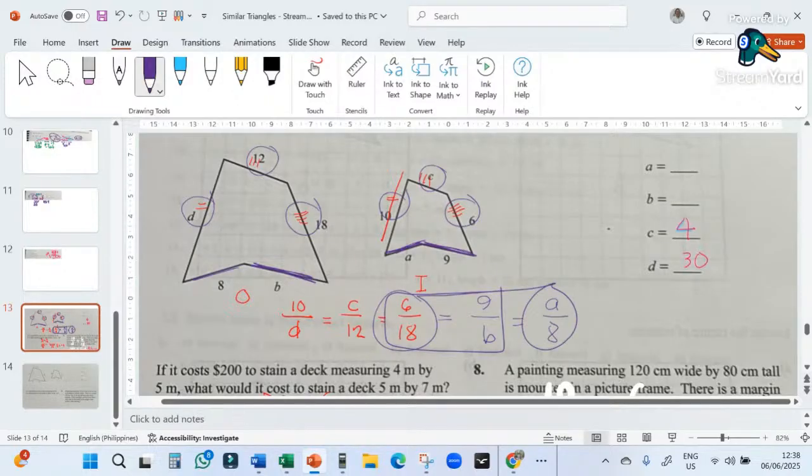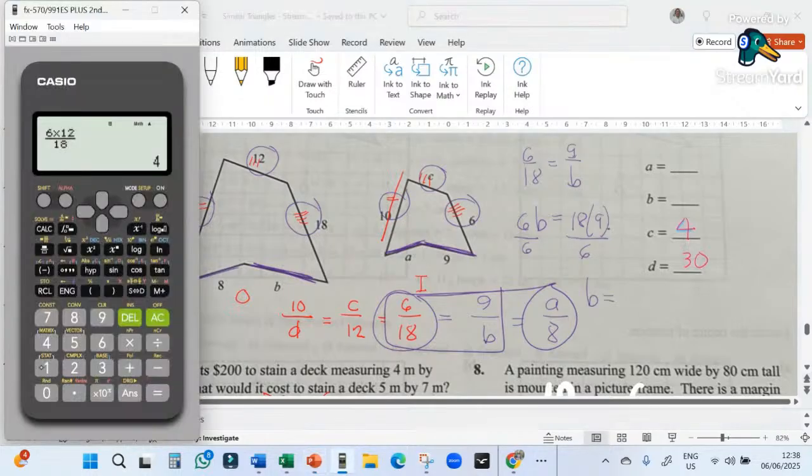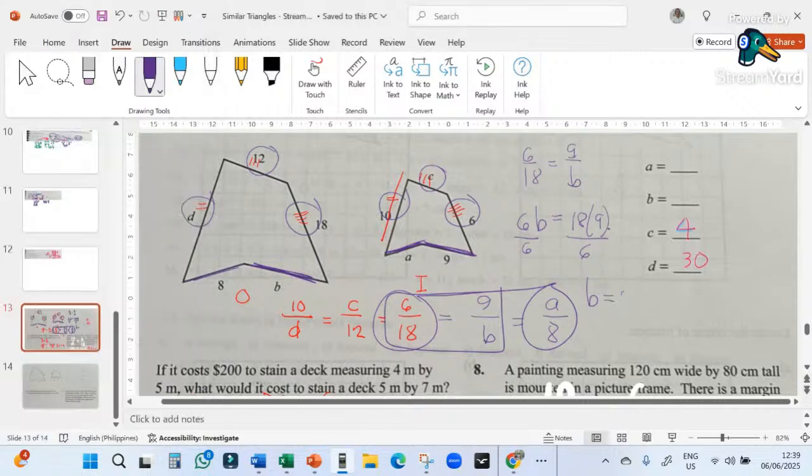Okay, let's do it. For the B, 6 over 18 is equal to 9 over B. Cross multiplication, 6B is equal to 18 times 9. Divide by 6, divide by 6. So B will be, calculator, 18 times 9 equals, divided by 6, that is 27. All right, B is 27.